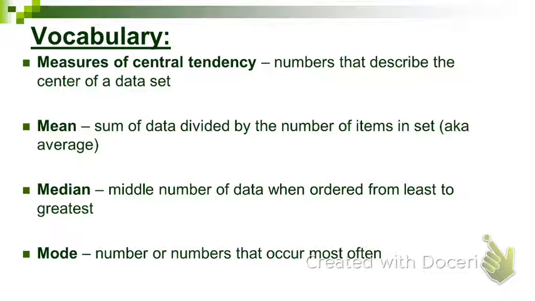All right, so some vocab. Measures of central tendency, those are numbers that describe the center of a data set. So you have a long list of numbers, and the measures of central tendency are just a way to describe the numbers that you have in that set. And you're usually talking about the center.